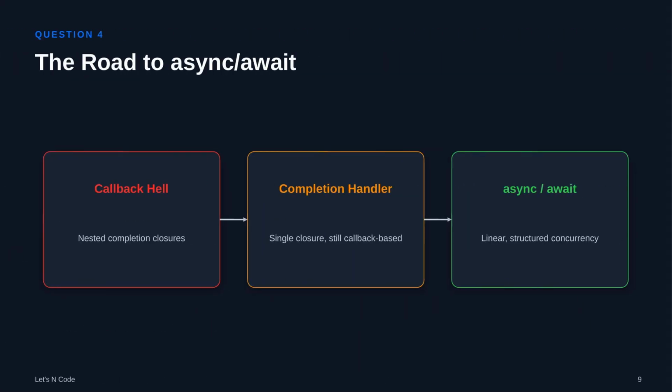Question 4, async and await, and specifically, how we got here. It started with nested completion closures, what everyone calls callback hell. Then we moved to single completion handlers, better, but still fundamentally callback-based. And now, async, await gives us code that reads top to bottom like synchronous code, while staying fully non-blocking under the hood. If you can explain why each step was an improvement, that's a senior level answer.